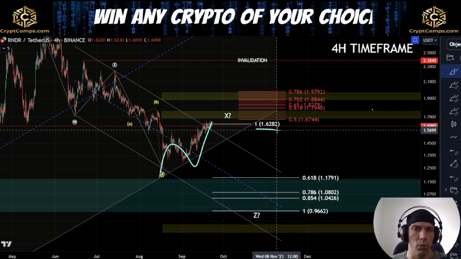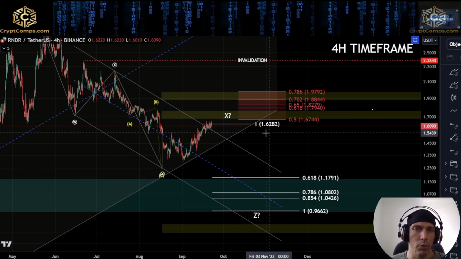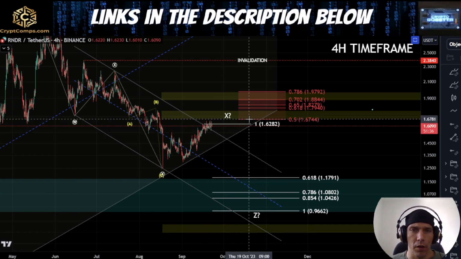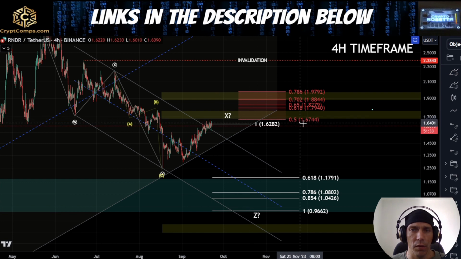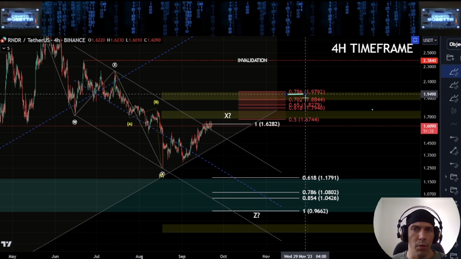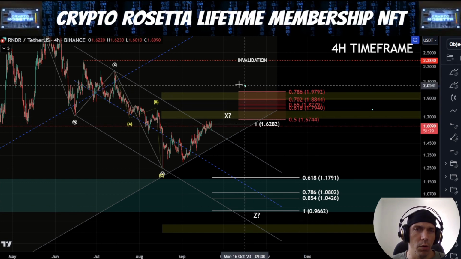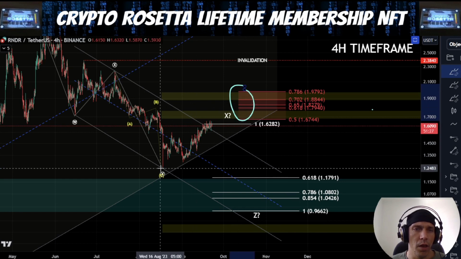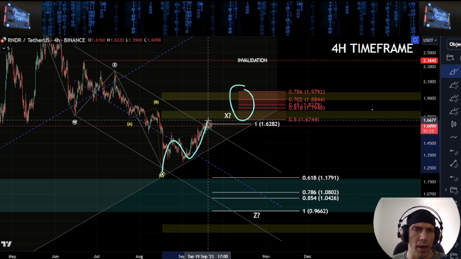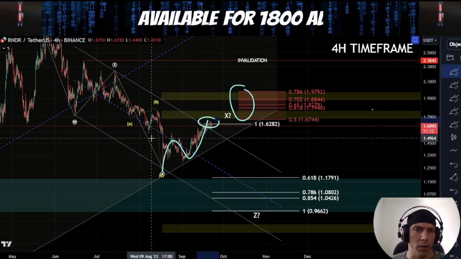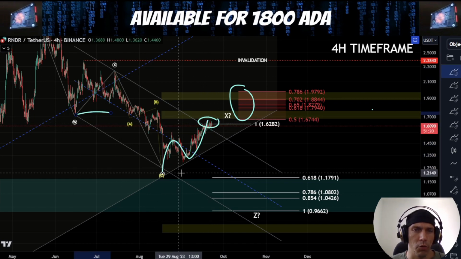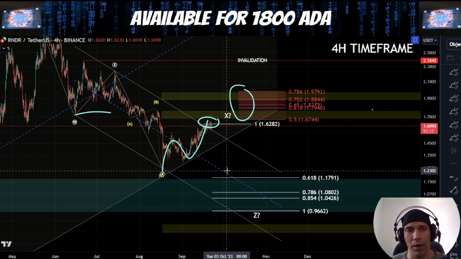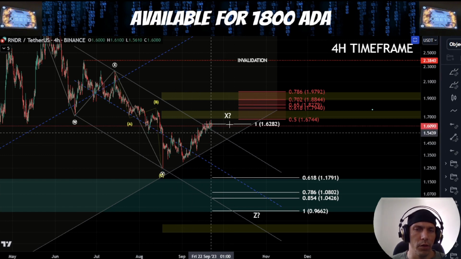We've hit this 1-to-1 level of this 1.62. Some other targets where we could reject higher up here would be this 50% at this 1.67, and anywhere really up to the 0.786. I wouldn't want to go higher than that 0.786 if we're looking at this as an X wave, and really it would be more clean if this move actually completed where it is, just because of the time duration between these two X waves. We like to get a little bit of equality between them.